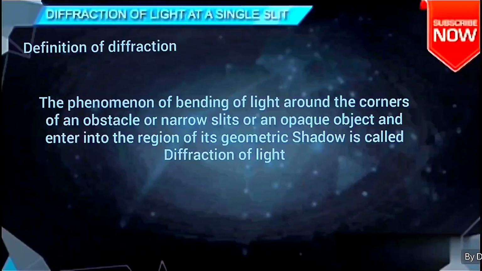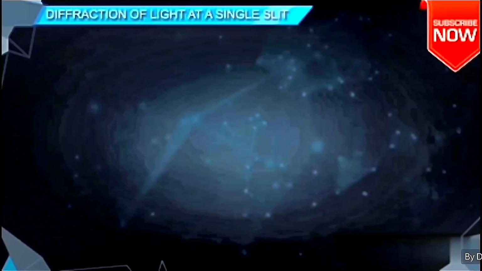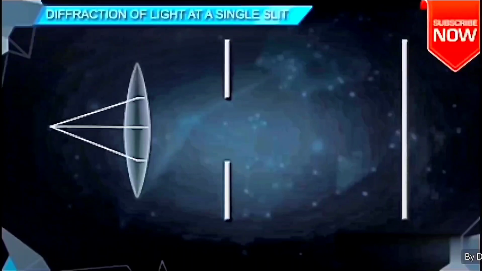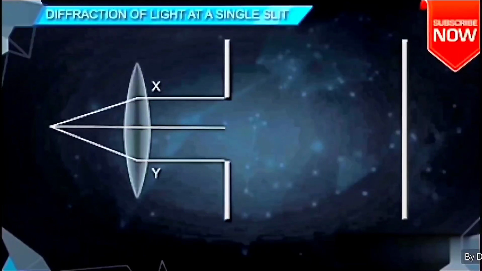To understand the phenomenon of diffraction, let us consider a point source of light placed at the focus of a convex lens. We know that the convex lens converts diverging rays of light into parallel rays which form a plane wavefront XY, which is incident on a very narrow slit AB of width small a.